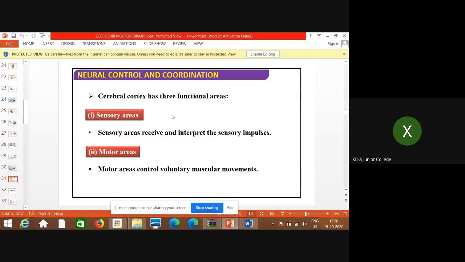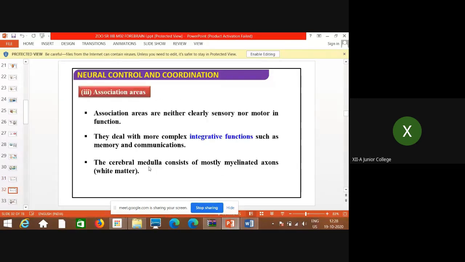Now again you can remember, the cerebral cortex has three functional areas. One is the sensory area, second is the motor area. So what is the sensory area? That receives and interprets the sensory impulses. Now you know the sensory organs. Whatever senses come from the sensory organs are received by this area of the cerebral cortex, which is called the sensory area. And the motor area controls voluntary muscular movements. All the muscular movements are controlled by the motor areas. And the third is what?